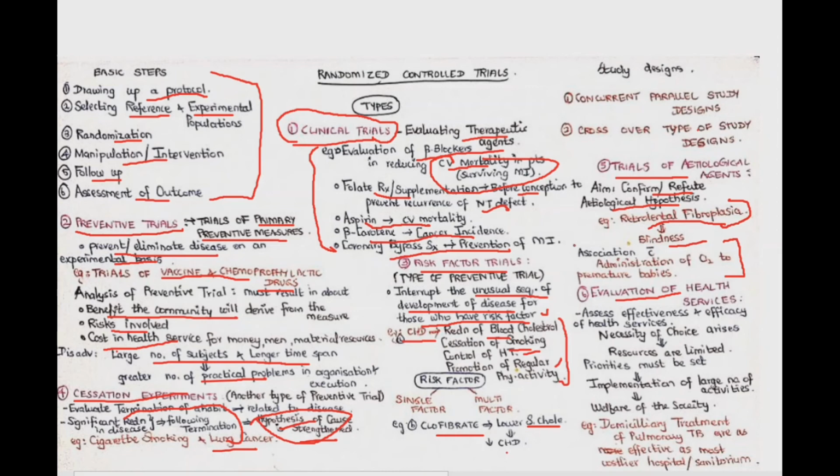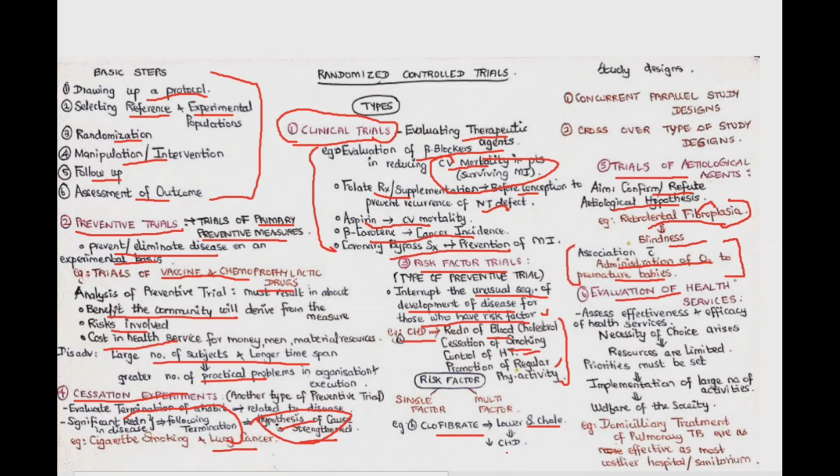They came to an analysis that there is a strong association between administration of oxygen to premature babies and retrolental fibroplasia, which causes blindness. So now for premature infants, administration of oxygen is stopped so that retrolental fibroplasia is prevented, and the blindness is also prevented. This comes under the etiological agent trials.